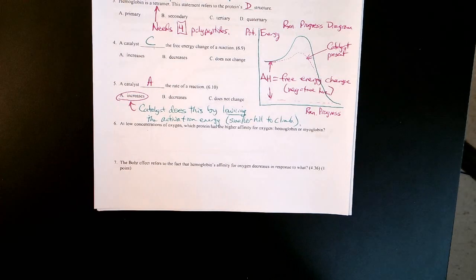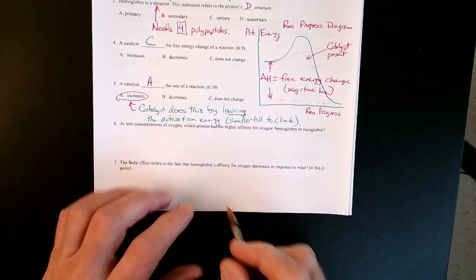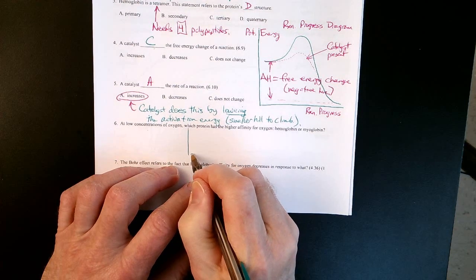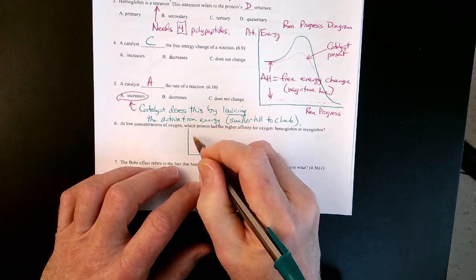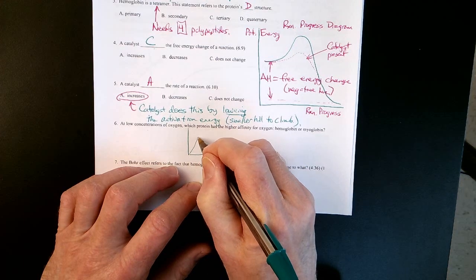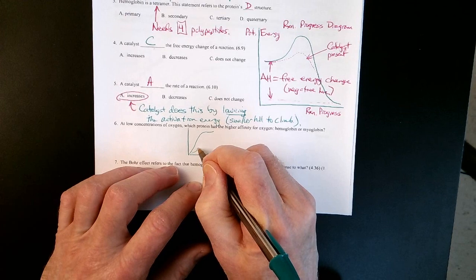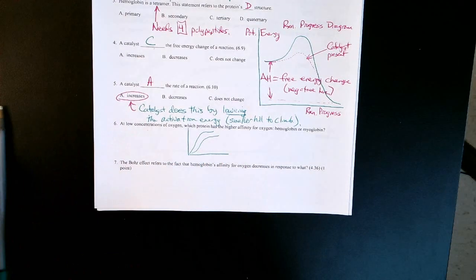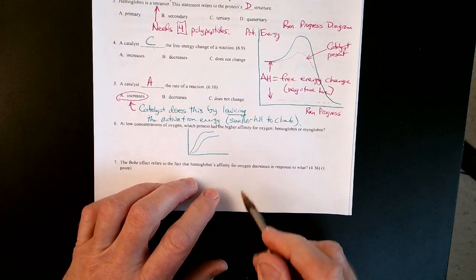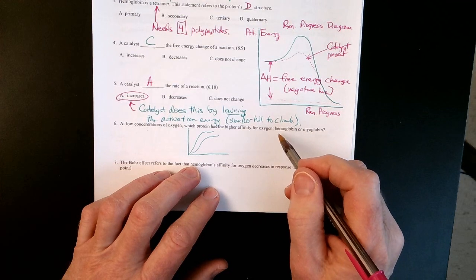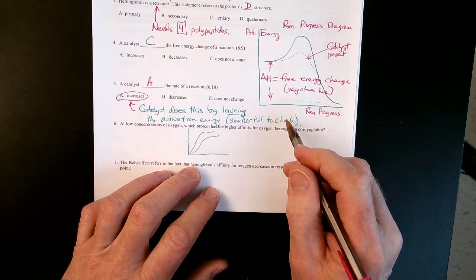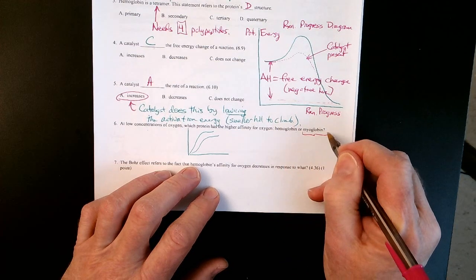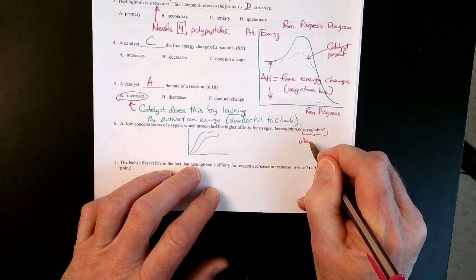Okay, enough on that. So at low concentrations of oxygen, number 6, which protein has the higher affinity for oxygen? I don't know if you remember the curves, but they look like this. One of them takes off very quickly and levels off. The other one takes a little bit longer. Okay, higher affinity for oxygen is which one? Yep. You want it to be this way.